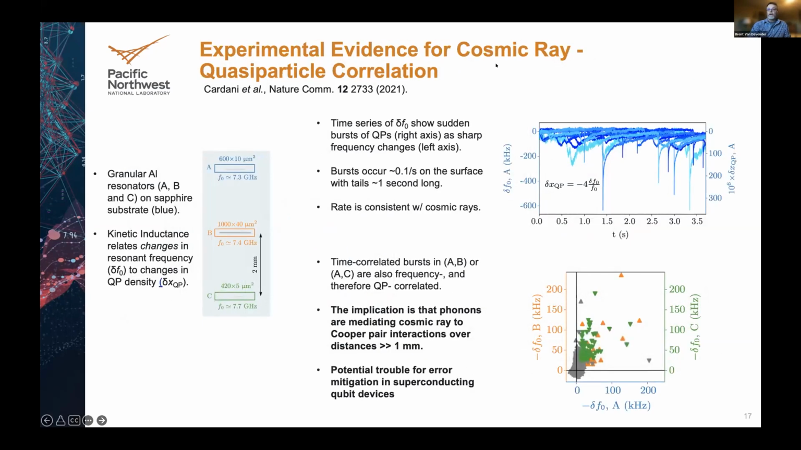We can see, not in qubits, but in resonators, our first potential connection to environmental radiation. This is work done by Cardani and others, who notably are neutrino double beta decay people. Cardani and half of her co-authors are neutrino double beta decay people. They took not qubits, but resonators. These resonators are just simple superconducting strips on this device on the left. This is a false color image of the device.